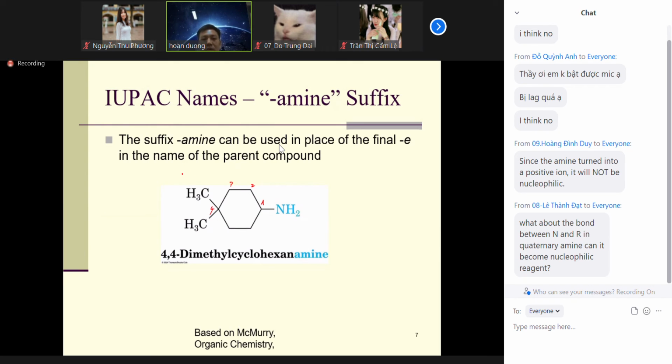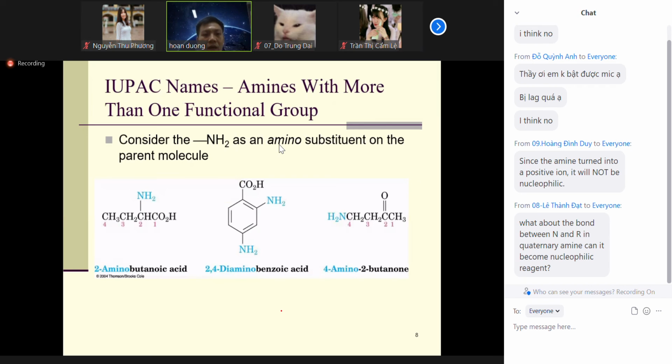Okay, now here, in place of the final E in the name of the parent compound, right? The parent compound here is cyclohexane. It should have E here, but no, they remove it and then they put amine in, right? And I repeat, you have one more case: consider NH2 as an amino substituent. So now we call it the amino substituent, okay? And the parent molecule now we call by another name.